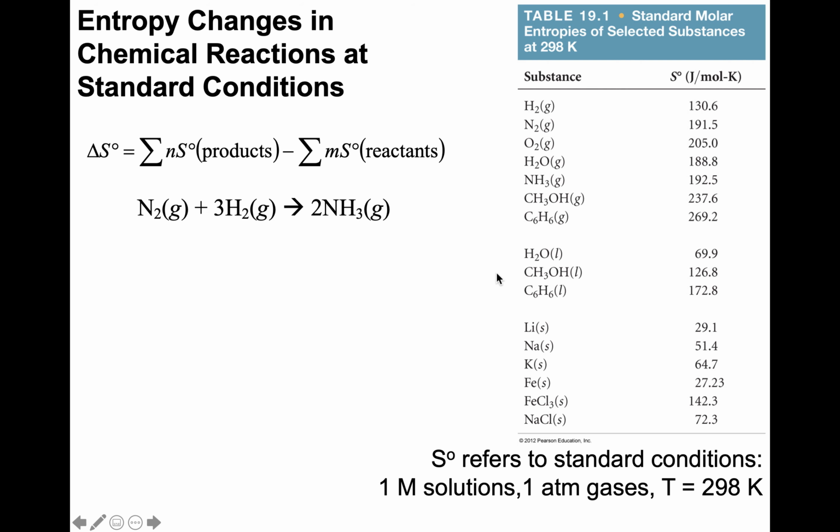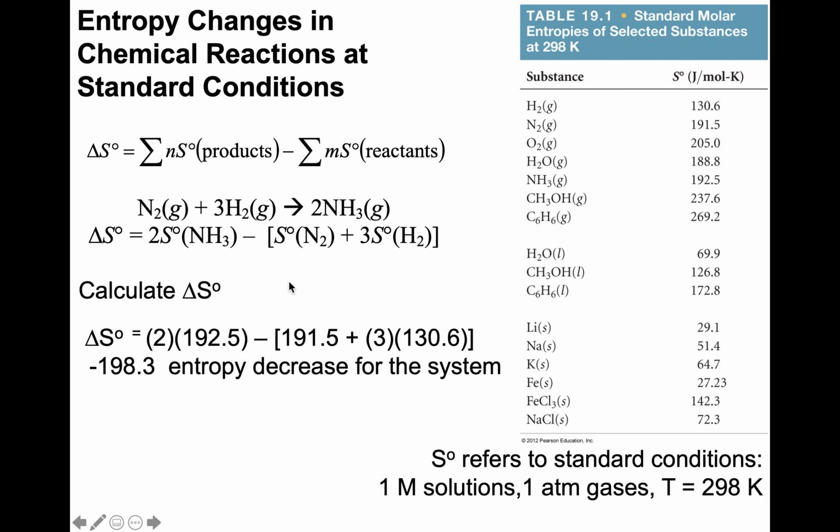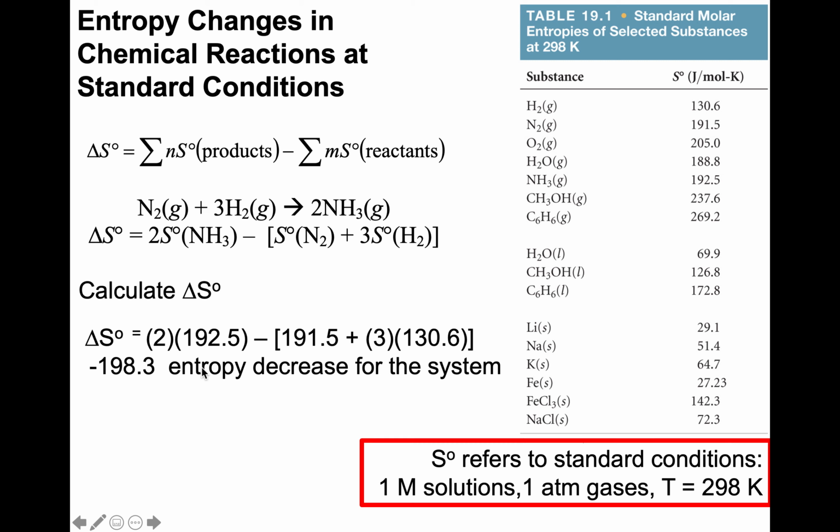Now, important within this one, so first off, we work through a calculation. We could find for this one, entropy is decreasing for the system. This notation right here, standard molar entropies at 298 with our 0 there, we see that this is for the standard conditions. 1 molar if we have solutions, 1 atm for gases, and it's listed there for 298.